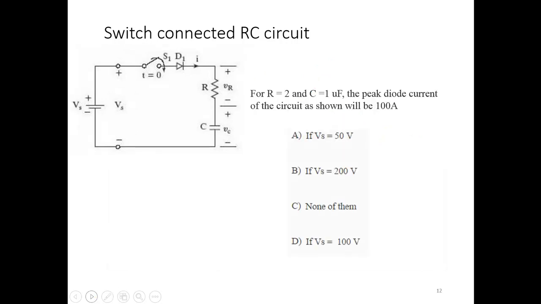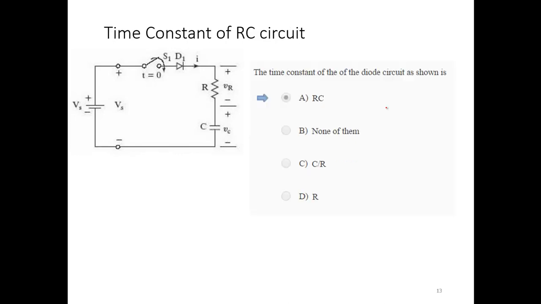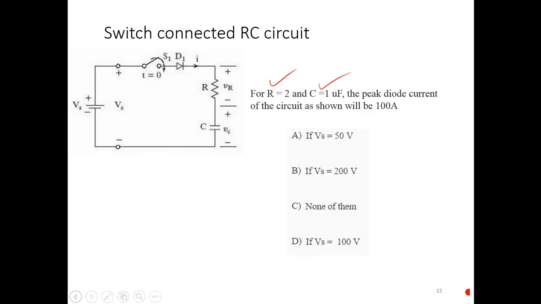Now, the switch RC circuit again, asking you a question. A circuit has R equal to 2 and C equal to a microfarad. The peak current will be 100 amps. They ask you for Vs. You know the capacitor, you know the R, and you can calculate it out. The peak current will be 100. Whatever it is, you should be able to calculate it.